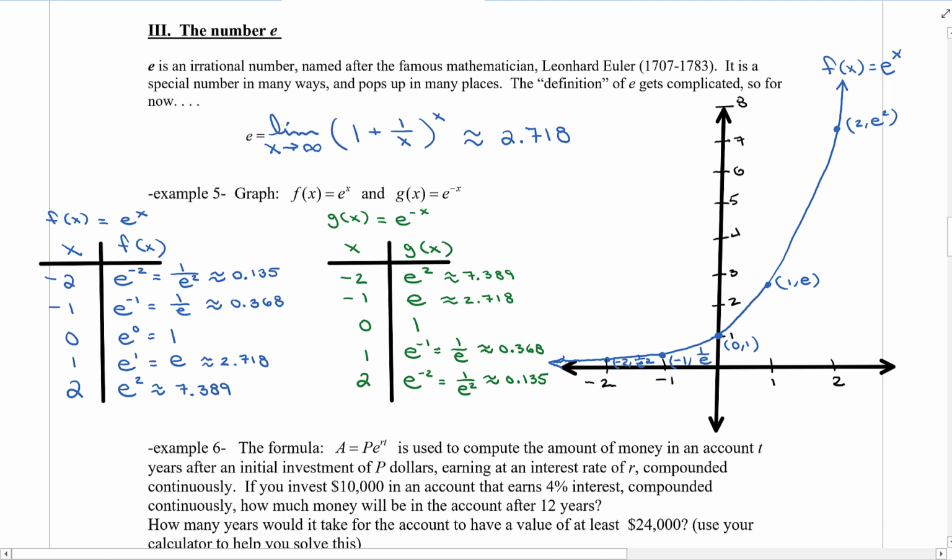Now we're going to go ahead and plot the points for g of x is equal to e raised to the -x power. Let's start off with -2 comma e squared, which is approximately 7.389. Then -1 comma e, which is approximately 2.718. 0 comma 1. 1 comma e raised to the -1, which was approximately 0.368. 2 comma e raised to the -2, which was approximately 0.135.